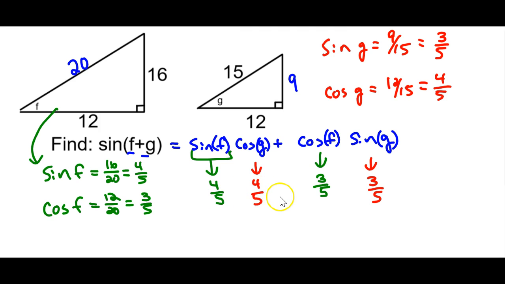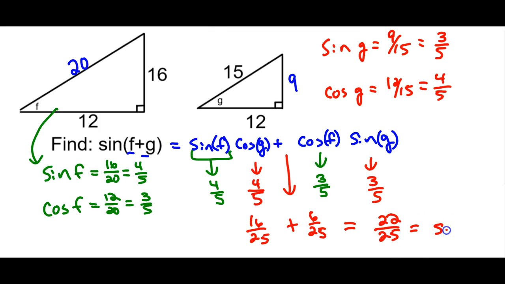So multiplying these, we get 16 over 25 plus, don't forget about that plus symbol right here. Let's see, 16 over 25 and then 9 over 25. And now we can add these two together, and we get 22 over 25, which is our sine of f plus g.